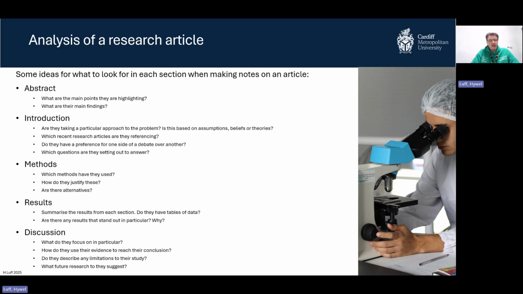It's a very important kind of indication there. And also it should have their main findings. And you probably think, okay, are they going to be relevant to my work? In the introduction, they're going to be outlining their approach to the problem.